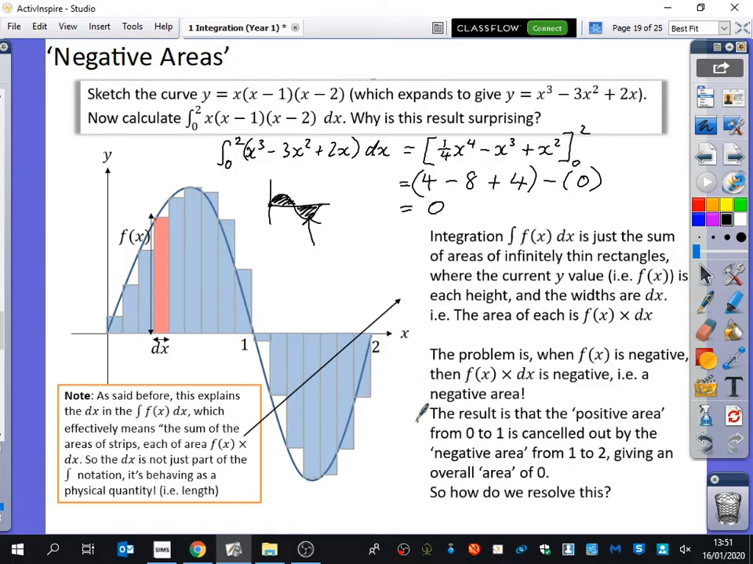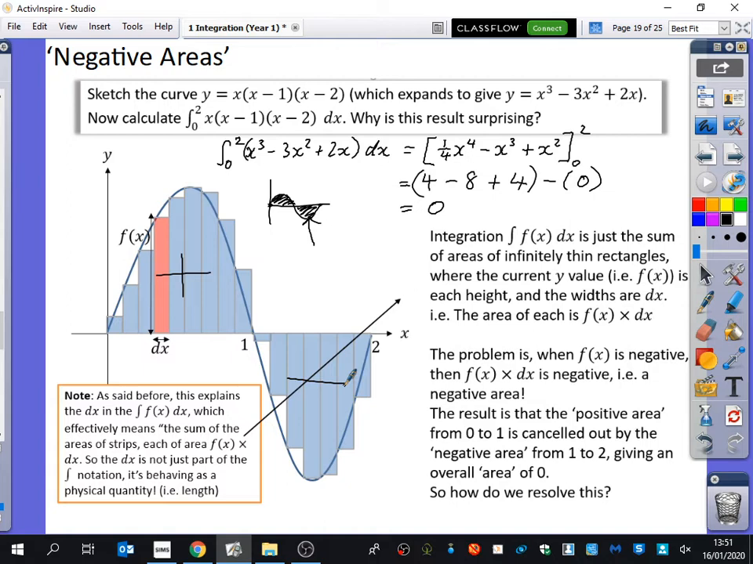So the result is that the positive area from 0 to 1, whatever this area was here, is cancelled out by the negative area from 1 to 2, which gives us an overall area of 0. Because this area happens to be exactly equal to this area. This one we consider as positive. This one, when you calculate it, will come out as negative.